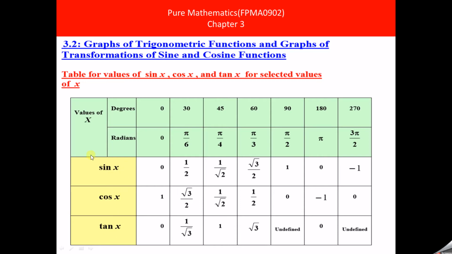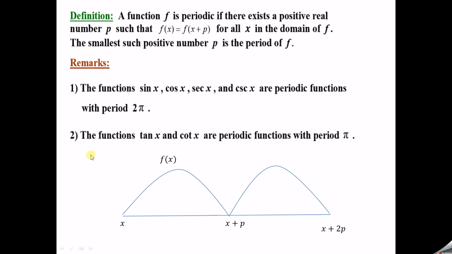Now we'll go to the graphs of these functions sine, cosine and tan. Before that, we will look at this definition. A function f is periodic if there exists a positive real number p such that f of x is equal to f of x plus p for all x in the domain of f, and the smallest such positive number p is the period of f.